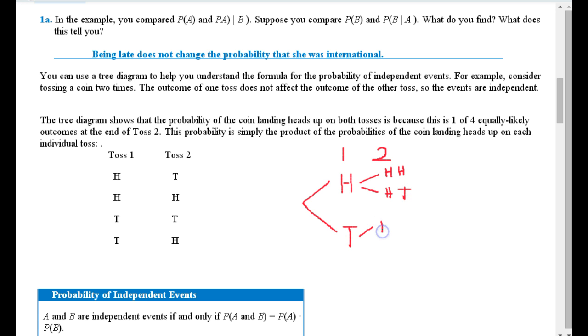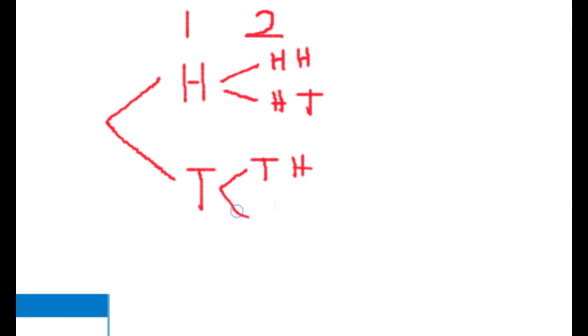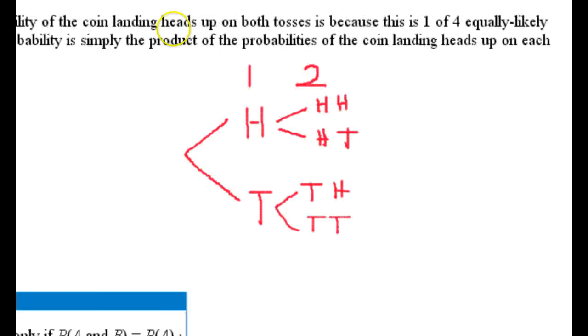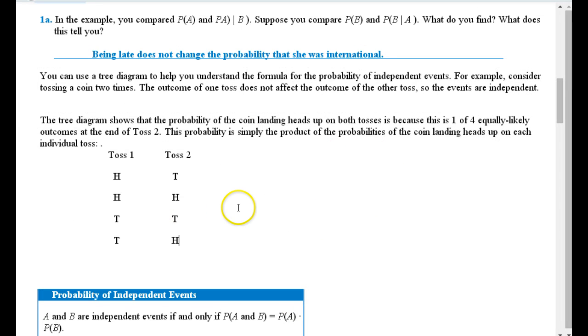And here we have tails. She could get heads again. And if she gets tails, she could get tails again. I can't use this pen here because it does goofy stuff. So those are the things that could happen. And that's what a tree looks like, that tree that they're talking about, okay?